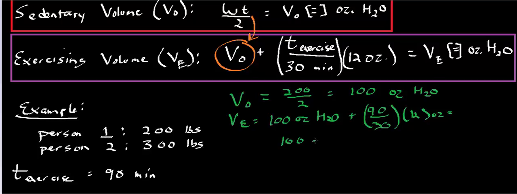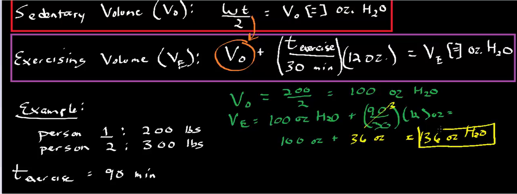So I'm going to have 100 ounces of water right here. 90 divided by 30 is actually 3. If you multiply that times 12, the number you're going to get is 36 ounces. So that means the 200-pound person would actually have to drink approximately 136 ounces of water. Okay? I'm being a little bit lazy on the units, but I think you get the point. So in other words, this person of weight 200 pounds would have to drink 136 ounces of water.